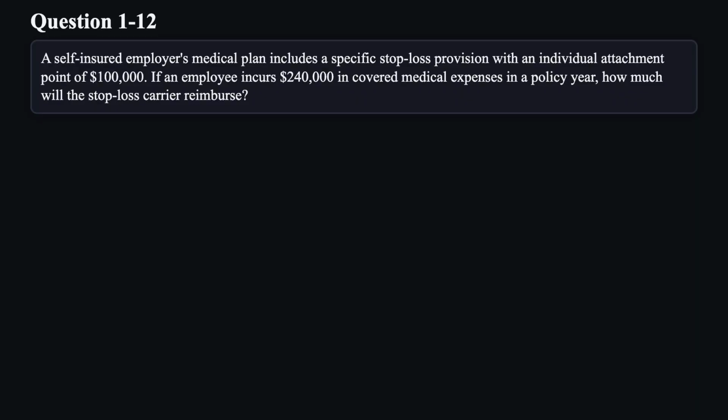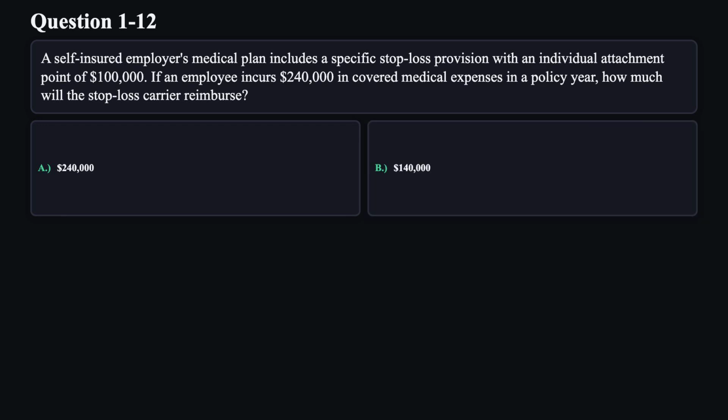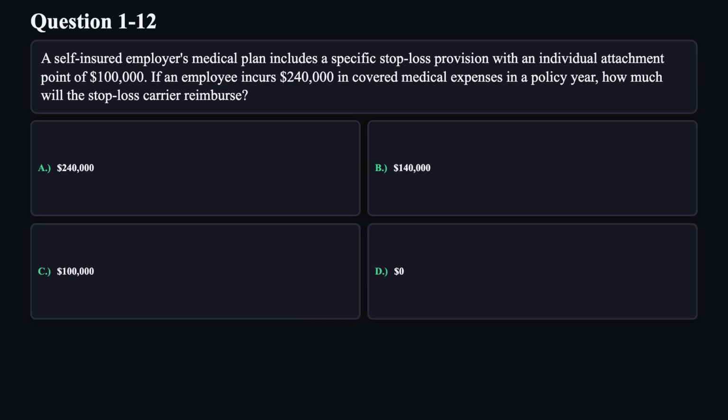Question 12. A self-insured employer's medical plan includes a specific stop-loss provision with an individual attachment point of $100,000. If an employee incurs $240,000 in covered medical expenses in a policy year, how much will the stop-loss carrier reimburse? A. $240,000. B. $140,000. C. $100,000. D. $0.